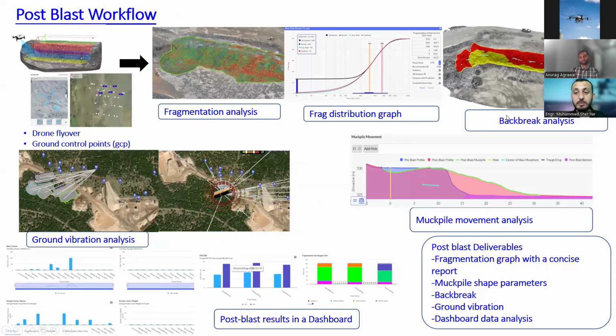You can also do the analysis of back break. This means the area which you have planned to blast for the blast design, how much area you have covered more, or how much area you have covered less compared to the planned one. This can be analyzed through this type of back break analysis. And also you can do the ground vibration analysis having the data on the Strayos platform.